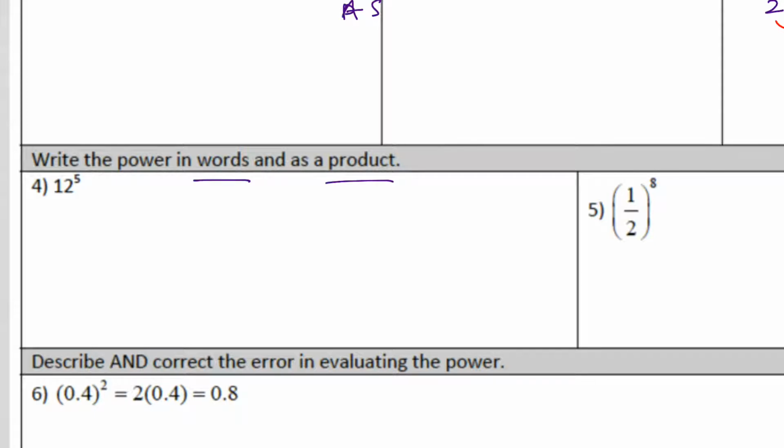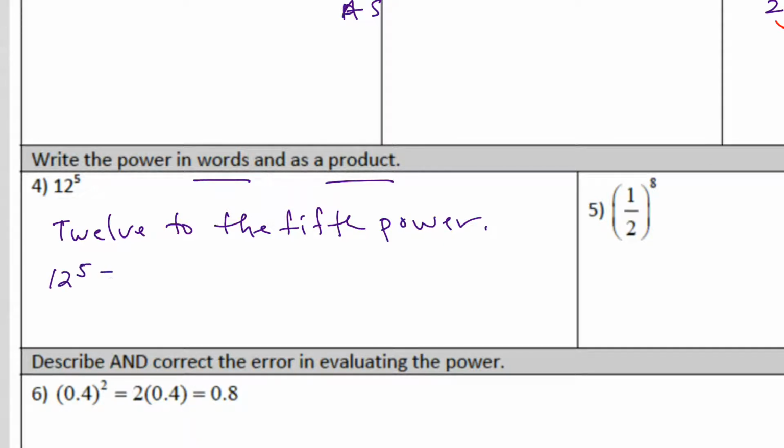So if I took this number here, 12 to the 5th power. So let's write that in words. 12 to the 5th power. Okay, there it is in words. And as a product, well, 12 to the 5th power, remember, it means repeated multiplication. That means you're taking the 12, going 12 times 12 times 12 times 12 times 12.